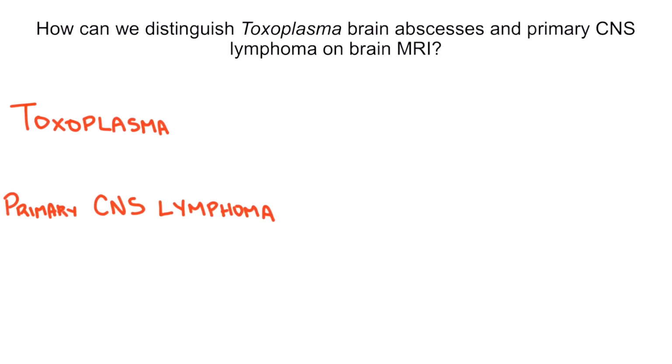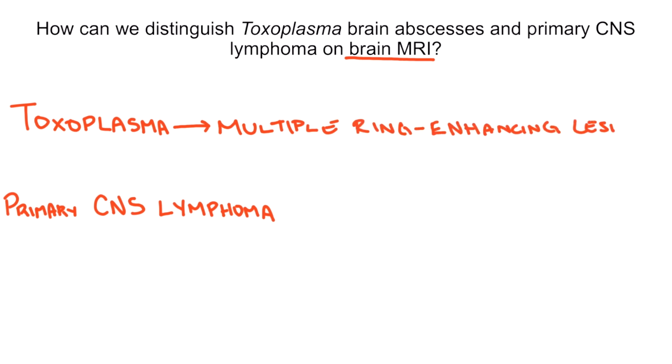How can we distinguish Toxoplasma brain abscesses and primary CNS lymphoma on a brain MRI? Okay, let's remind ourselves that although both of these conditions look like a ring-enhancing lesion on a brain MRI, Toxoplasma abscesses are usually multiple, while a primary CNS lymphoma is mostly a single lesion.